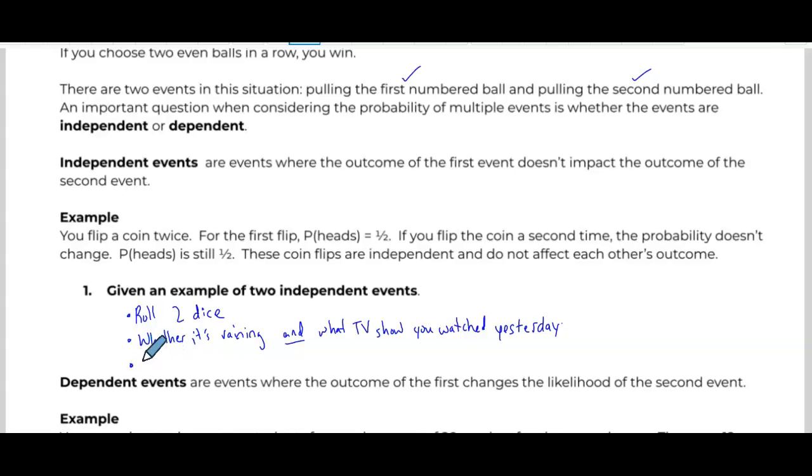The third one could be, say, event 1 is what you ate for breakfast. And something unrelated to that could be something like, let's do it this way, what somebody in Europe ate for breakfast.